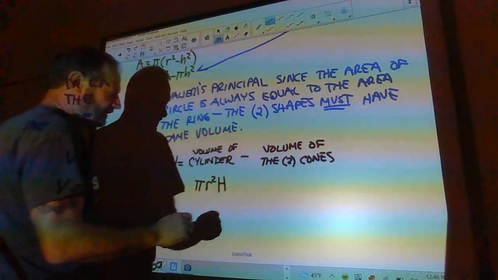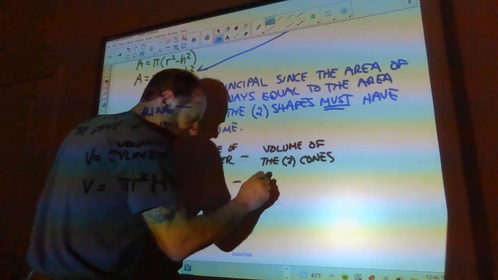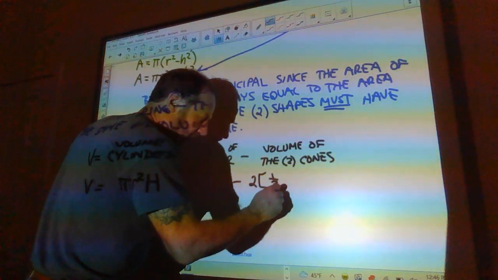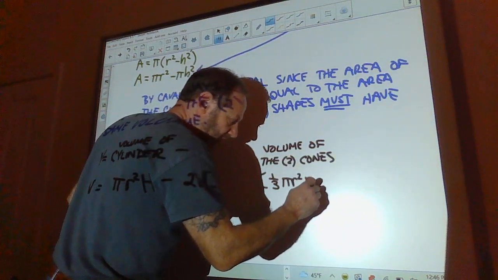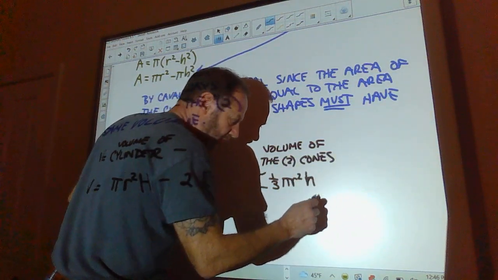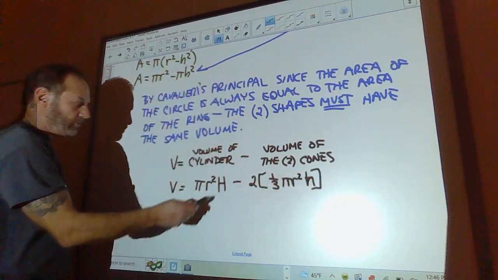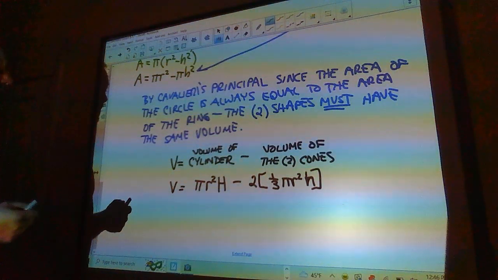So it's going to be minus. Now there's two cones, so I'm going to double. The volume of a cone is 1/3 pi radius squared times the height, but the height is just, we'll do this here. We'll go a little h for the height of the cone. We'll go a capital H for the height of the cylinder.